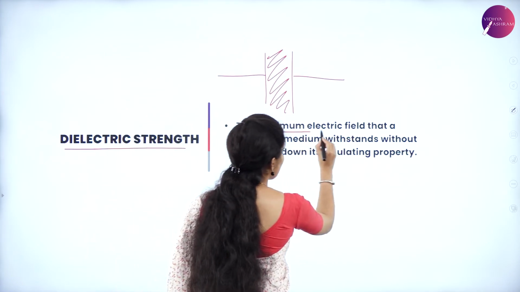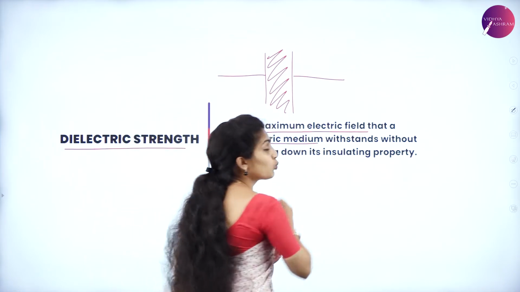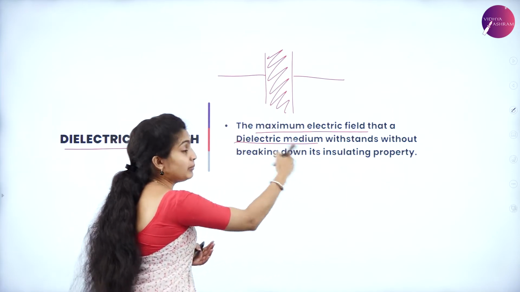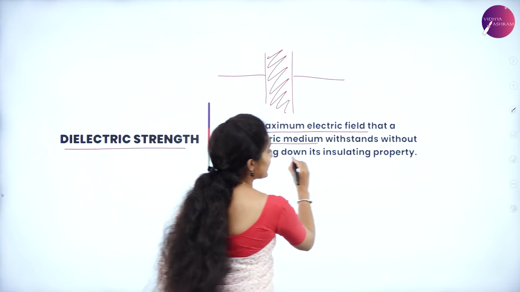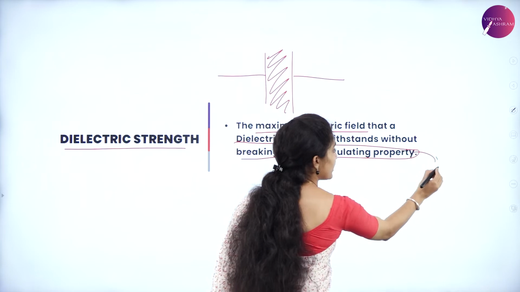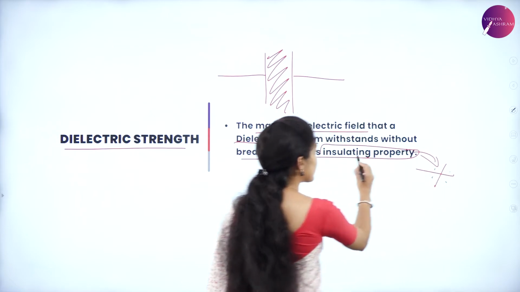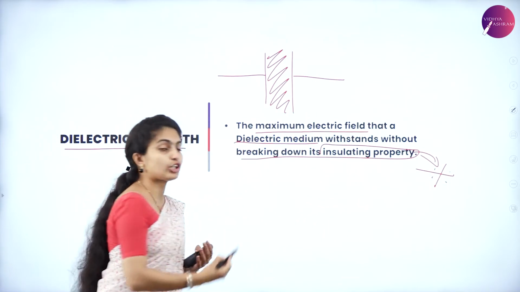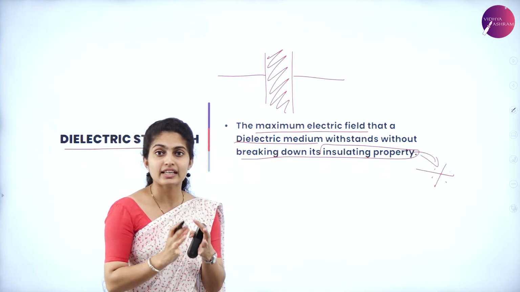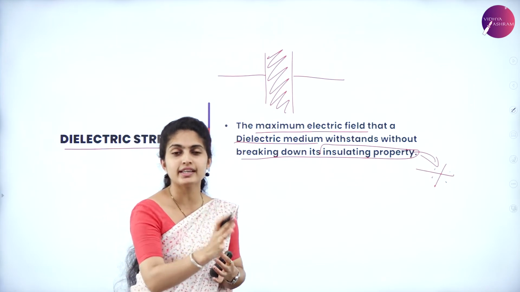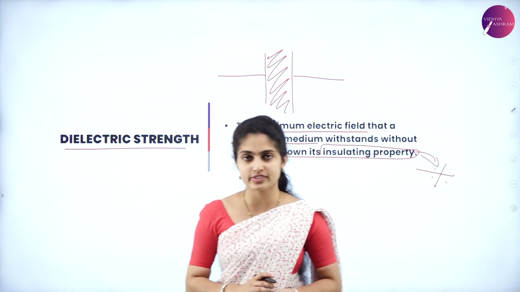It is the maximum electric field that a dielectric medium withstands without breaking down its insulating properties. What kind of property does a dielectric medium possess? That is the insulating property, which is the important word here. So the maximum electric field that a dielectric medium withstands without breaking its insulating property is said to be your dielectric strength. That is all about the dielectric strength explanation.